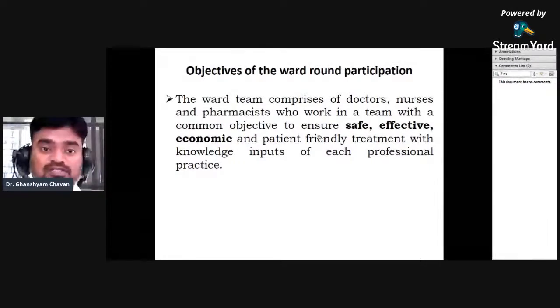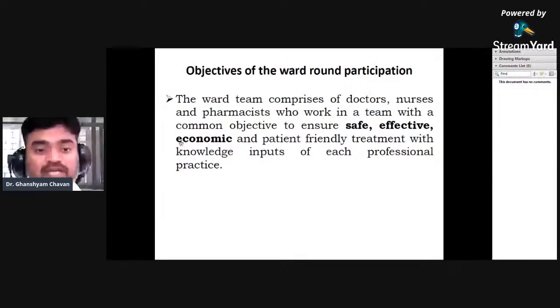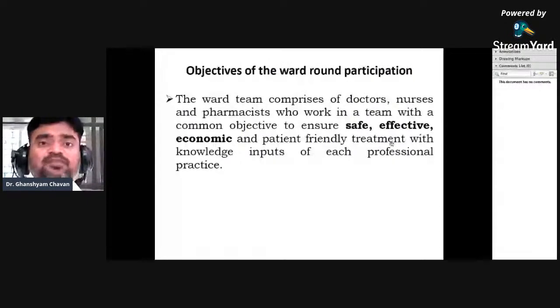economic as well, because all the patients are not well enough to pay the bill. So economic, patient friendly treatment means the patient should freely take that treatment. There should not be any complication or any nuisance experience or any confusion or any fear developed in the patient's mind when he is receiving any treatments.